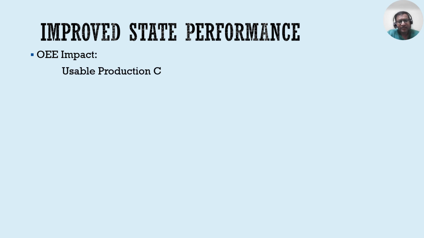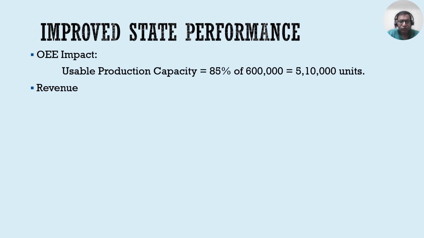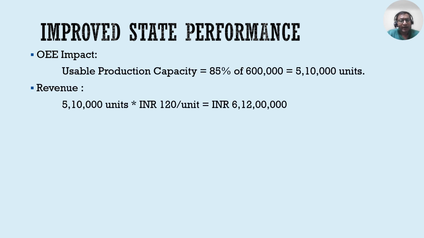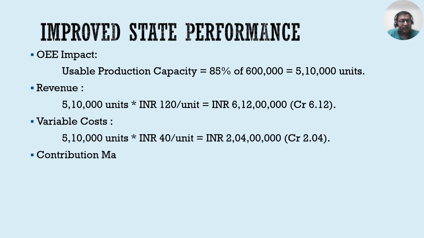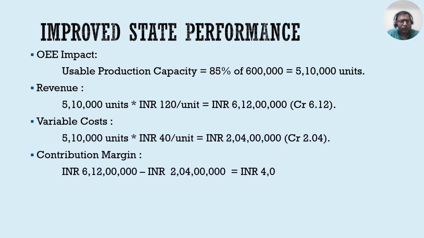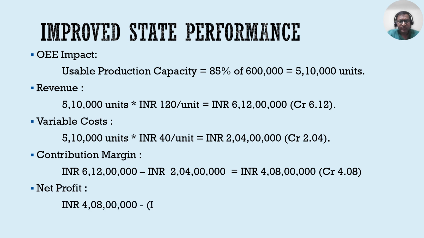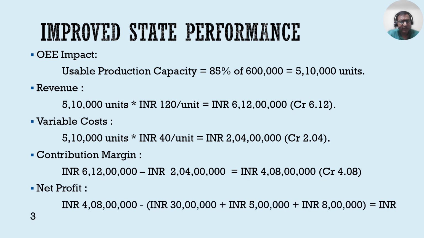Now we will see the performance achieved by the company through the improvement carried out by conducting maintenance of machines and automation of the equipment. In the improved state, the OE impact on usable production capacity is equal to the multiplication of OE and production capacity. That is 85% of 6 lakhs, which comes to 5 lakhs 10,000 units per annum. Revenue is equal to the usable production capacity multiplied by selling price, coming to 6 crore.